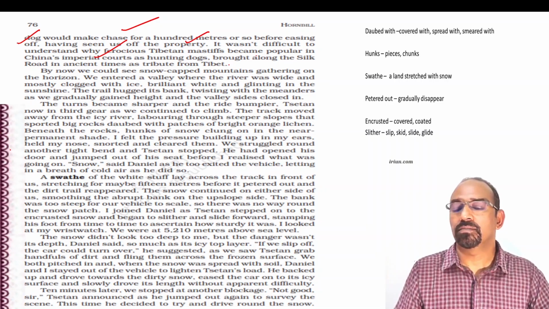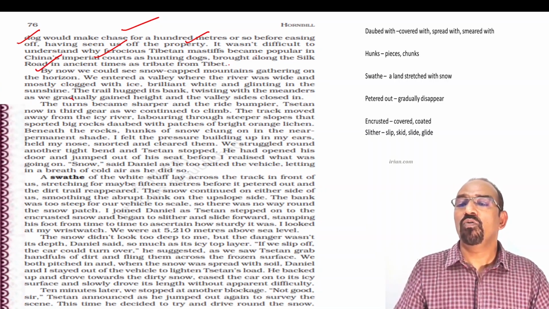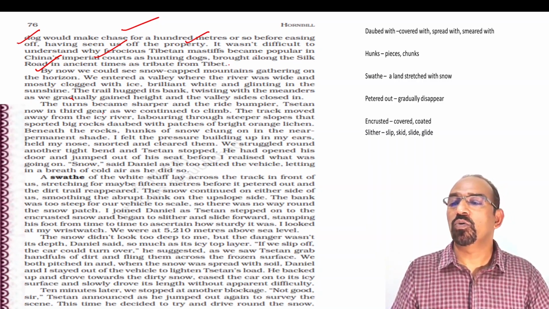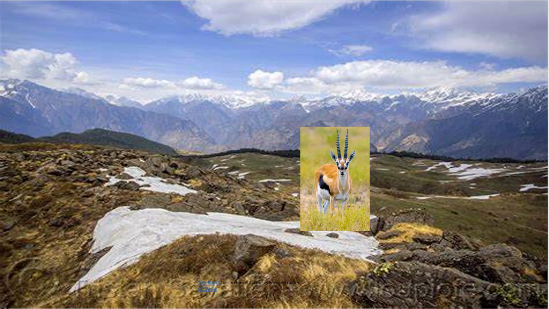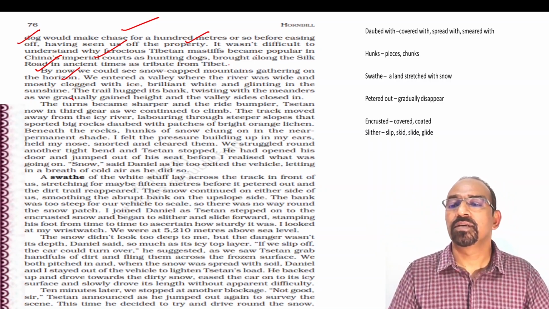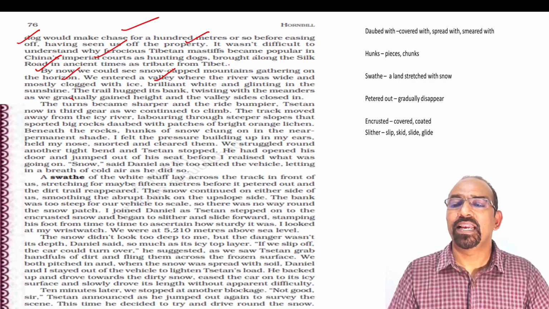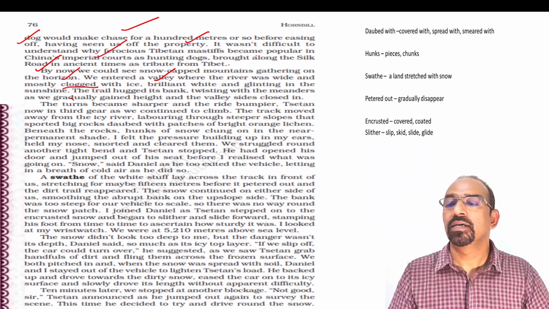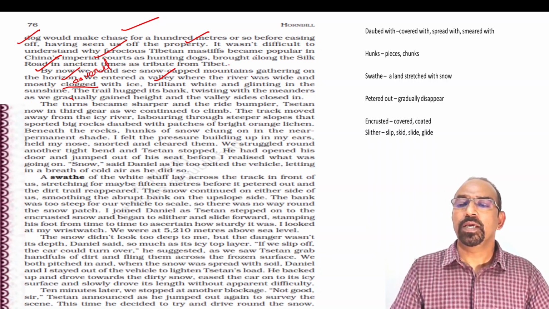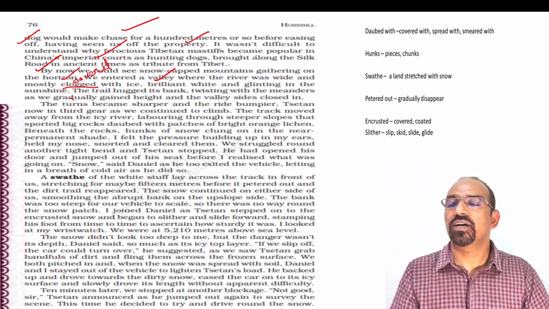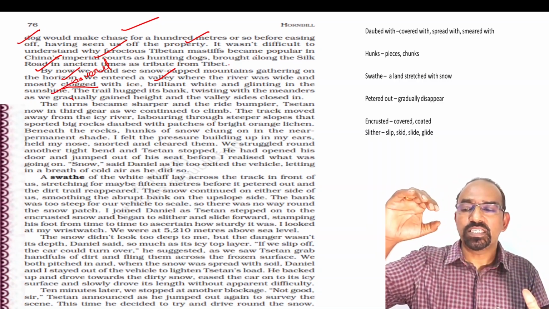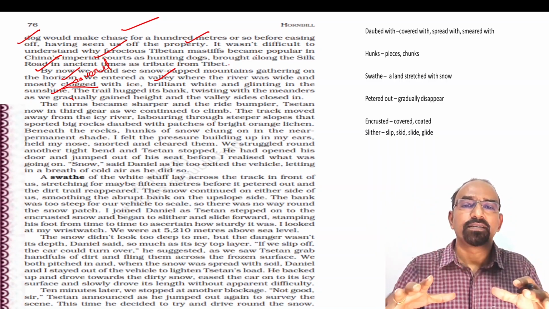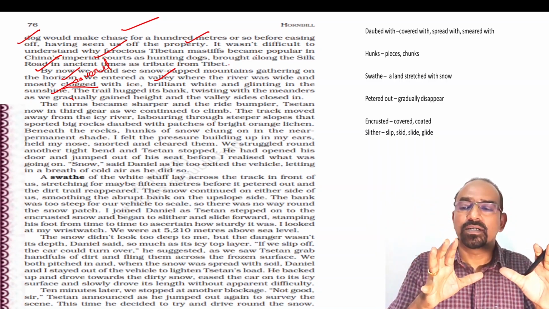Come to the next paragraph. By now, we could see snow-capped mountains gathering on the horizon. After moving a few miles, they entered a valley where the river was wide and mostly clogged with ice. Clogged here means covered with ice. A brilliant white and glinting in the sunshine. When the sunshine fell on the river, it was brilliant white, glinting and shining in the sunlight.